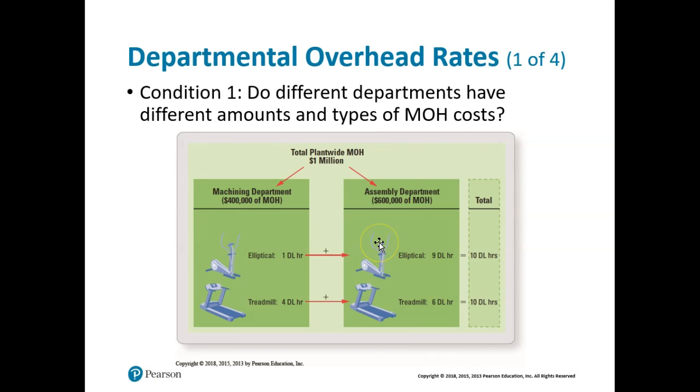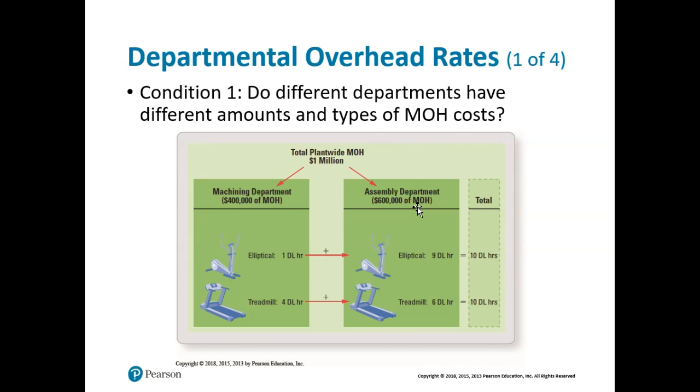So here's an example again of the departmental overhead rate. We've got our $1 million, and it's divided up between machining and assembly. Okay, they do two different things. So we find out that $1 million is spent in different ways. We spend $400,000 in machining and $600,000 in assembly.